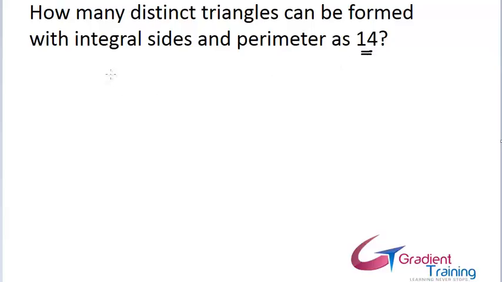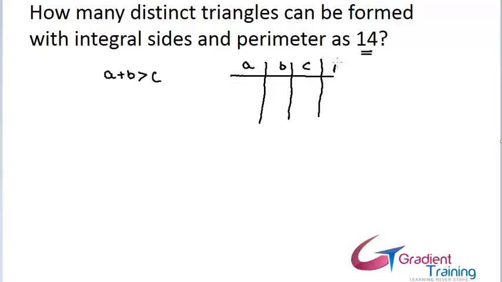So friends, we know that the sum of any two sides of a triangle has to be greater than the third side. It also cannot be equal to, it has to be greater than the third side. And by using this, we can solve this question. So let's say A, B and C are the three sides such that the sum of A, B and C, which is the perimeter, is 14. So let us start counting how many triangles we can form.